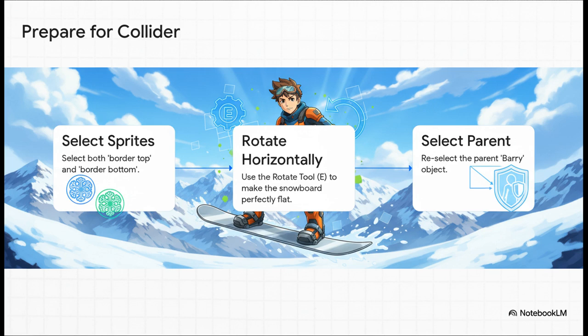Now, let me show you a little trick that's going to make your life so much easier. Trying to edit a collider on a shape that's already tilted is a huge pain. So before we even add the collider, I'm going to temporarily flatten out the snowboard. I'll select both child sprites, hit E for the rotate tool, and just rotate them until that board is perfectly horizontal. We'll rotate him back in a minute, don't worry. Now this next part is critical. Click off the children and make sure you reselect the main parent Barry object. The collider absolutely has to be on the same object that has the rigid body.